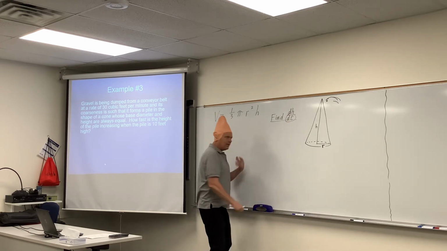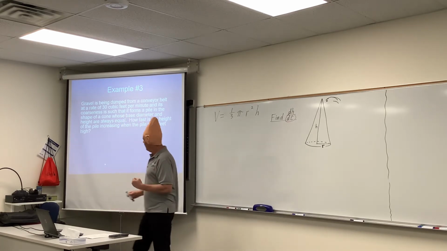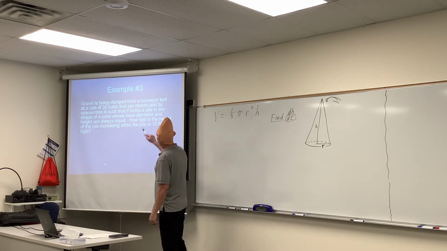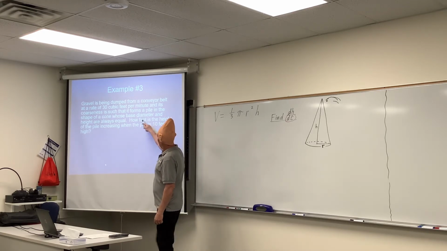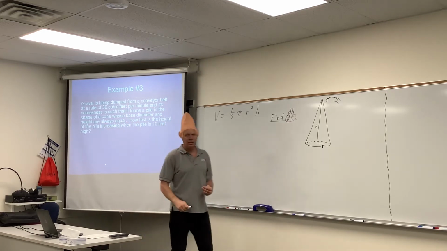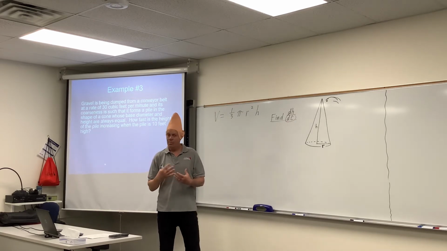But if we read the question carefully, we'll be able to simplify things a little bit, because it says right here in the middle of the narrative that the diameter, the base diameter, and the height are always equal. And that's a secondary relationship we're given. Now, not all of these will have a secondary relationship, but if they do, you should take advantage of that.